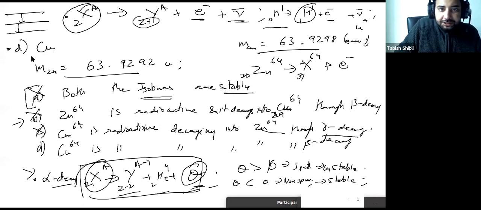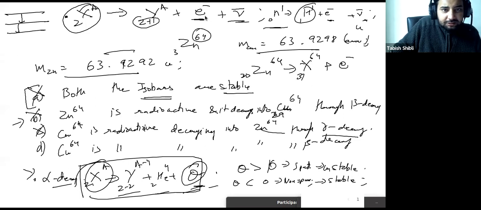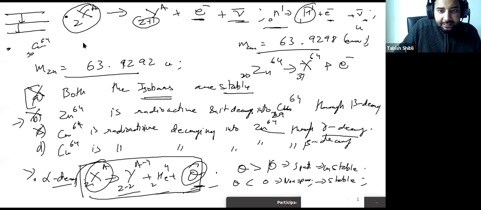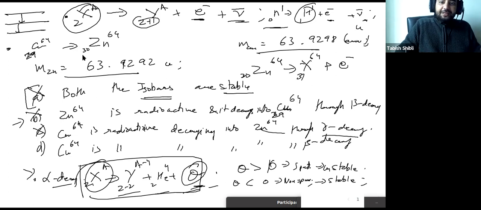copper, which was 30 from what I remember, and 64, right? Did I write the same? 30, 64. Yes, 30, 64. So you had copper 30, 64, and the last part is saying that it decays into zinc. Sorry, copper is 29 and zinc is 30, right? 64.